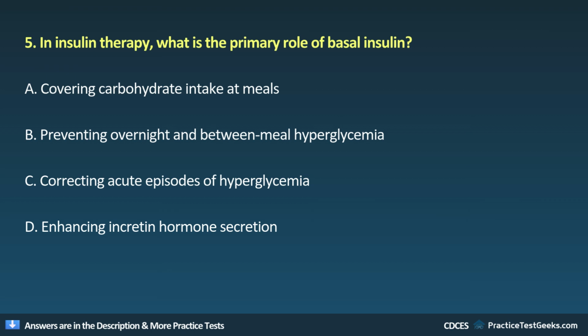5. In insulin therapy, what is the primary role of basal insulin? A. Covering carbohydrate intake at meals. B. Preventing overnight and between-meal hyperglycemia. C. Correcting acute episodes of hyperglycemia. D. Enhancing incretin hormone secretion.